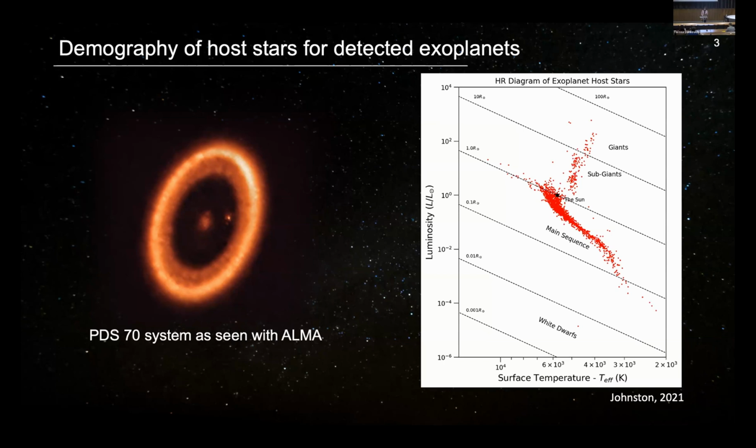And here is the HR diagram, which maps the luminosity and temperature of stars that host confirmed exoplanets. It reveals that the majority of host stars fall along or just after the main sequence. However, there are exceptions, such as exoplanets found in more evolved systems, like those orbiting white dwarfs, for example.